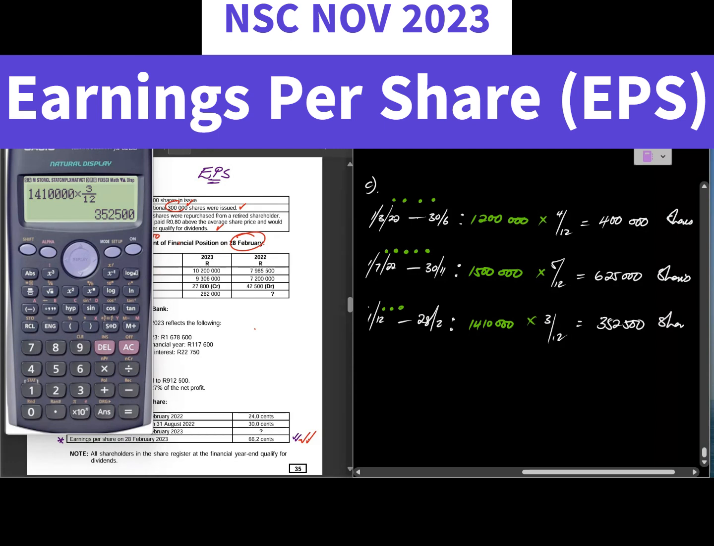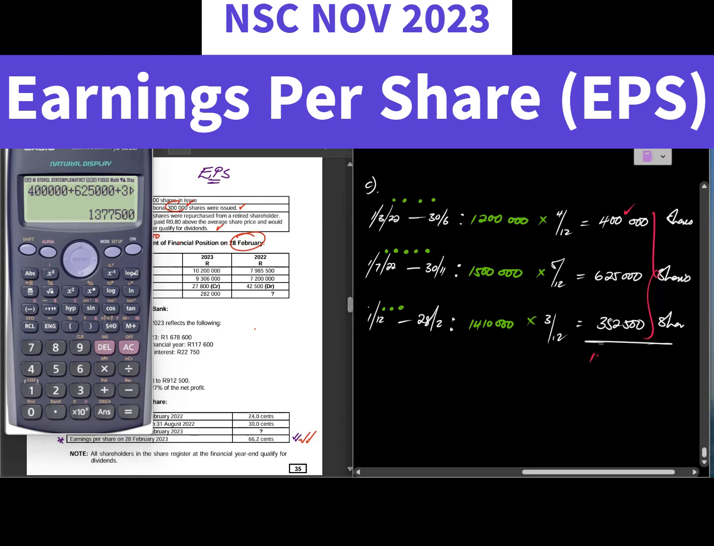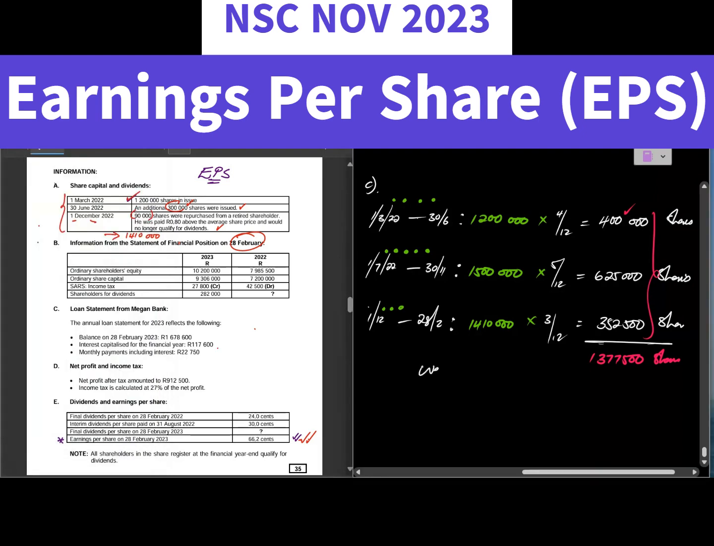352,500 shares. Now I add all my shares, so let me take it from the top so that I don't lose you. It's going to be my 400,000 shares, plus my 625,000 shares, and then I add my 352,500, and I end up with 1,377,500 shares.